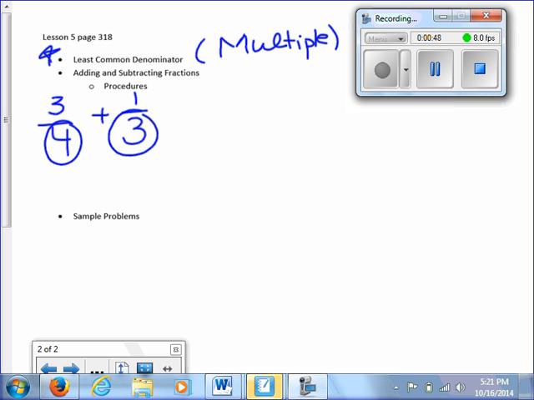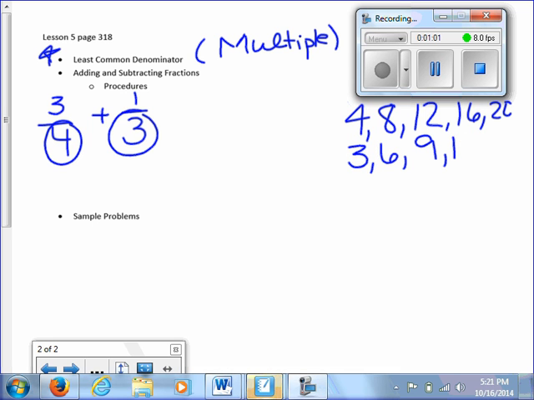So multiples of 4 would be 4, 8, 12, 16, 20, and so on. Multiples of 3 would be 3, 6, 9, 12, 15. In that list, do you see a number that they both have in common? Hopefully you see 12. So I'm going to turn these into equivalent fractions, okay? So 3/4 is going to change into 12ths, and 1/3 I'm going to change into 12ths.